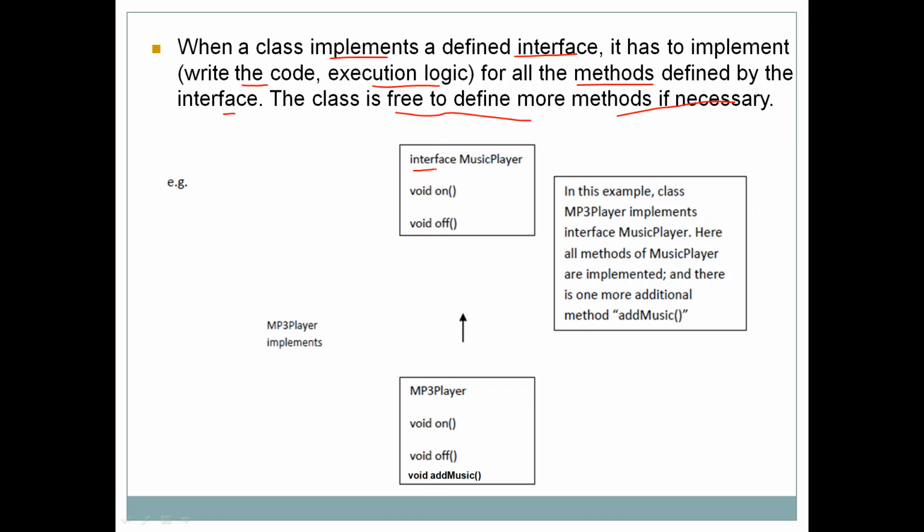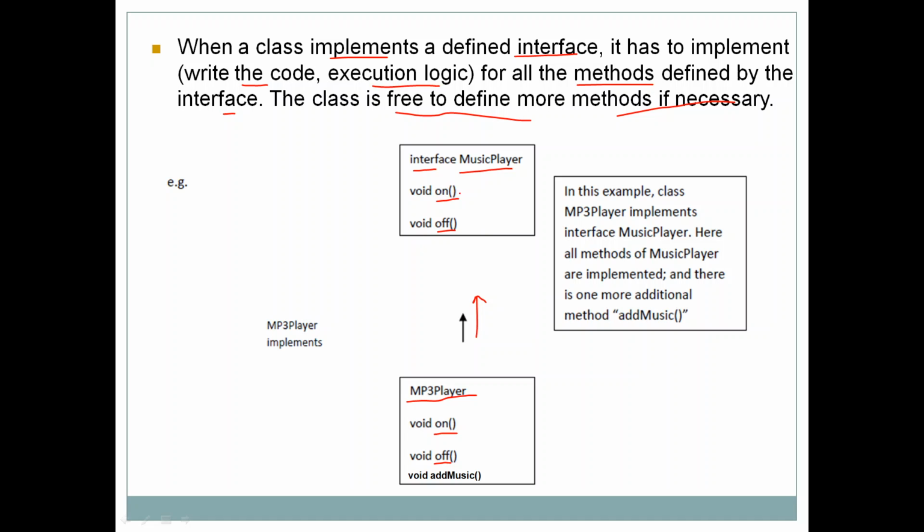Suppose we have an interface MusicPlayer, and this interface includes two methods, on and off, and these are abstract methods. And consider we have a class MP3Player, and if you look at this class, it is implementing the interface MusicPlayer, or you can say MP3Player is inheriting MusicPlayer. As MP3Player is inheriting MusicPlayer, MP3Player needs to redefine both the methods, that is method on and method off.